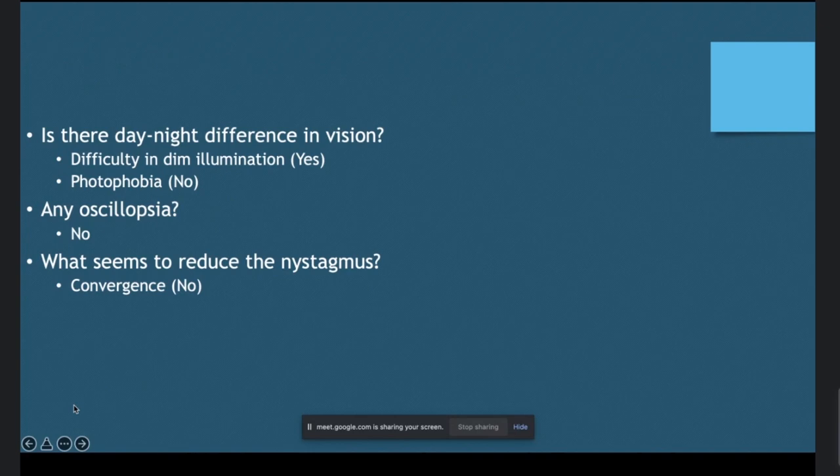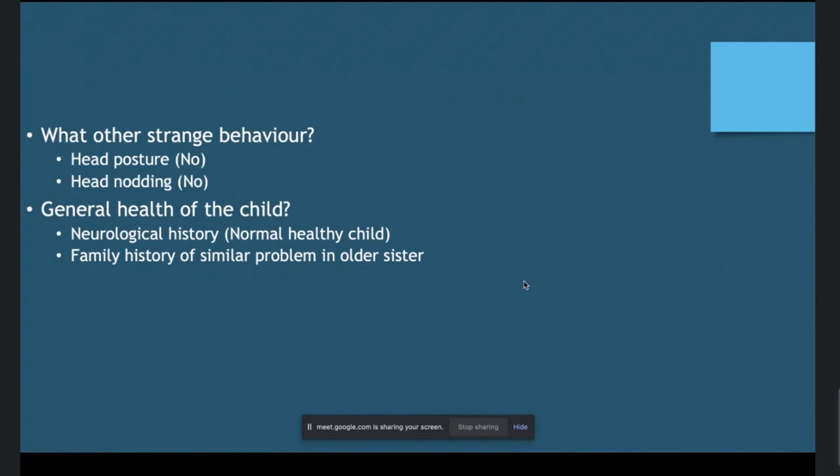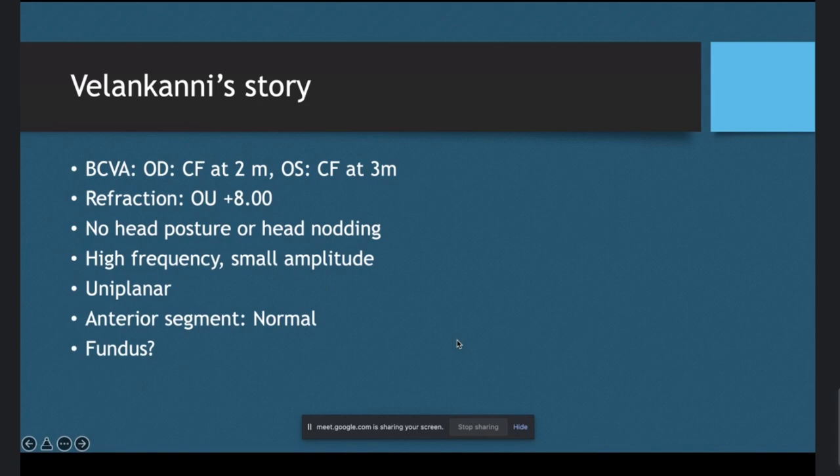No head posture, no head nodding, neurological history is normal, but there is some family history of a similar problem in a child. So if you look at the rest of the things, the vision is count fingers at 2 meters and 3 meters, refraction is +8. Anybody remember what we talked about? High hyperopia can be seen with what? LCA. Very good. So any retinal dystrophy, LCA you can see. No head posture, head nodding, high frequency, small and uniplanar, anterior segments normal, fundus normal.